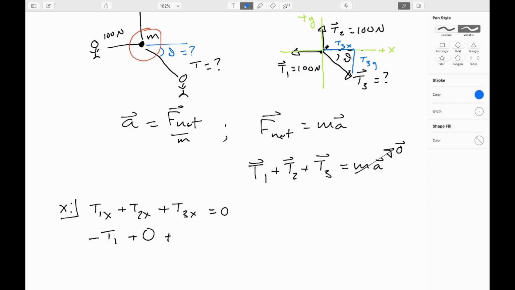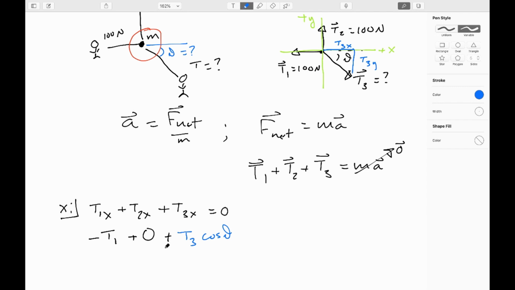So to write down T3x, we can use our trig and realize that T3 is the hypotenuse, T3x is the adjacent. So this would have to be equal to T3 cosine theta. And we keep a plus sign because it's pointing right-ish. Okay.